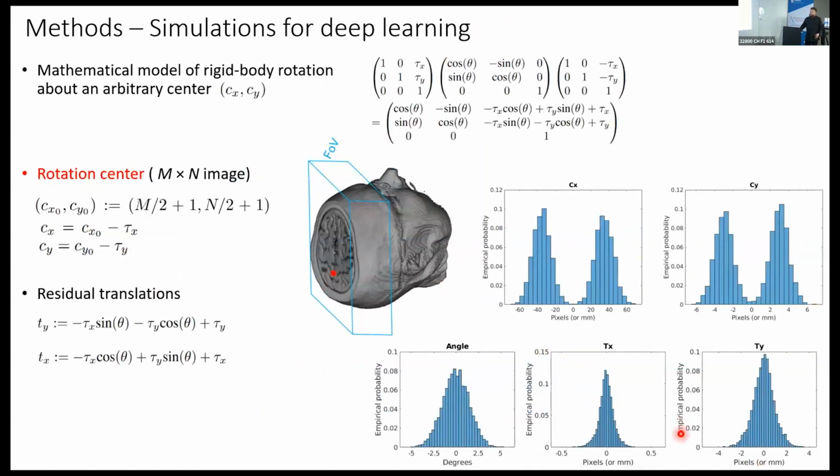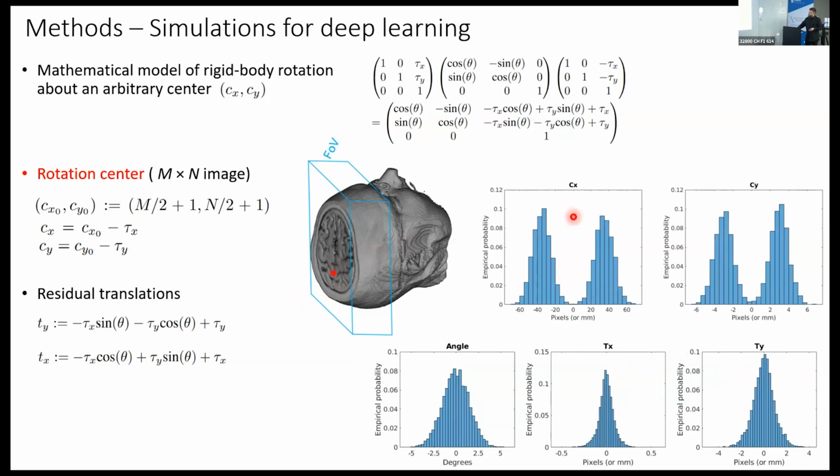And so here is the mathematical description of the rigid body, 2D in-plane motion. This slide may seem a bit heavy or technical, but the message to remember is that the center of rotation is not necessarily, and in practice not, the ideal rotation center that would be at the center of the field of view. It's rather shifted somewhere. And this non-ideal center of rotation results in residual translations which need to be corrected. So it's not a pure rotation.